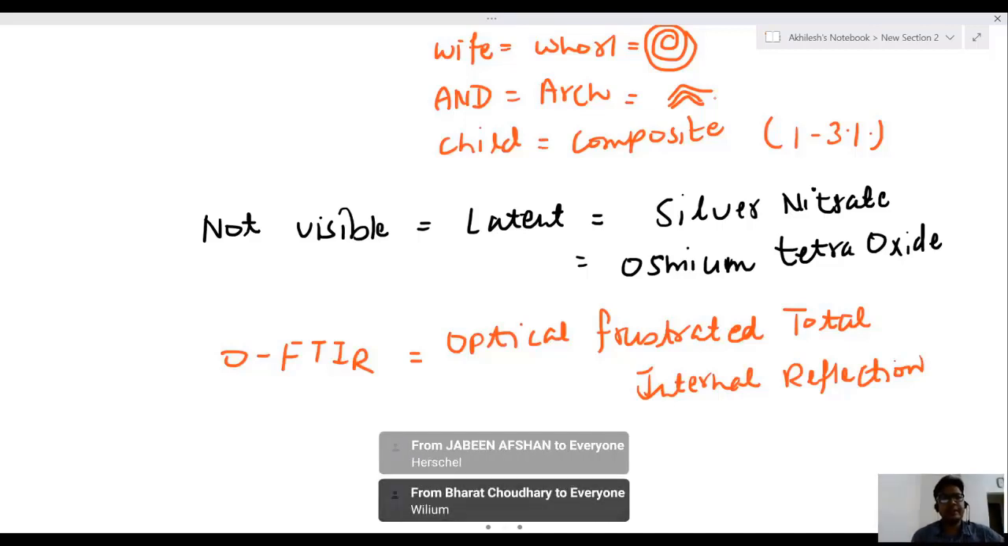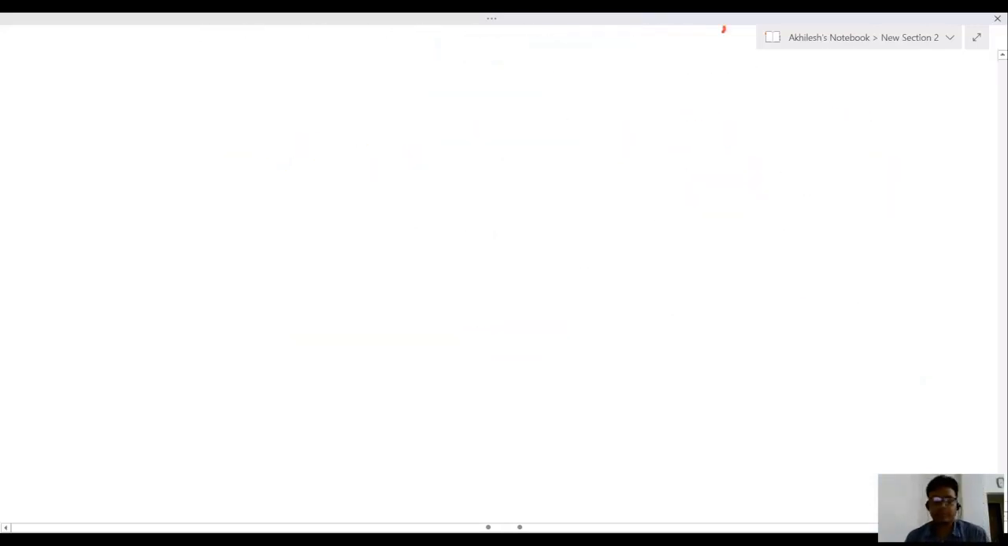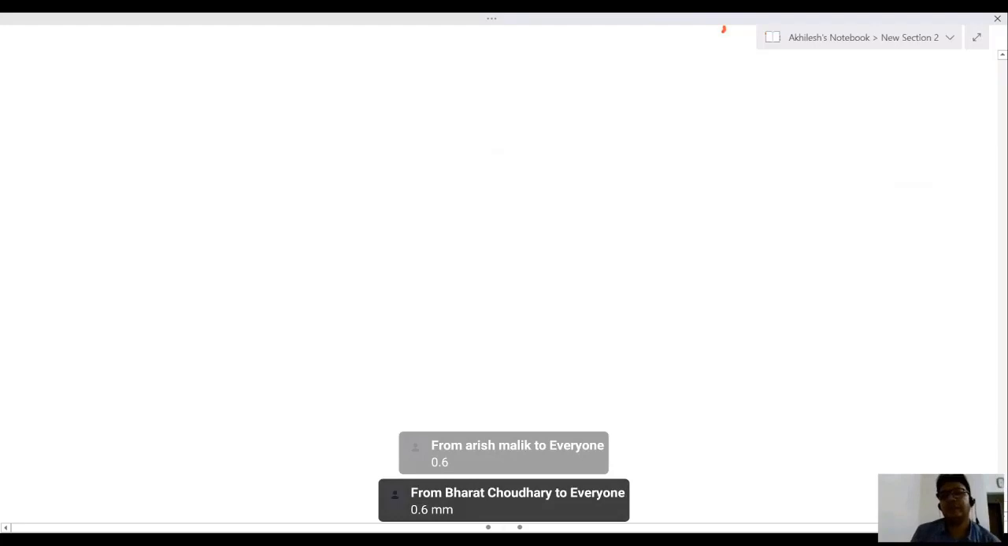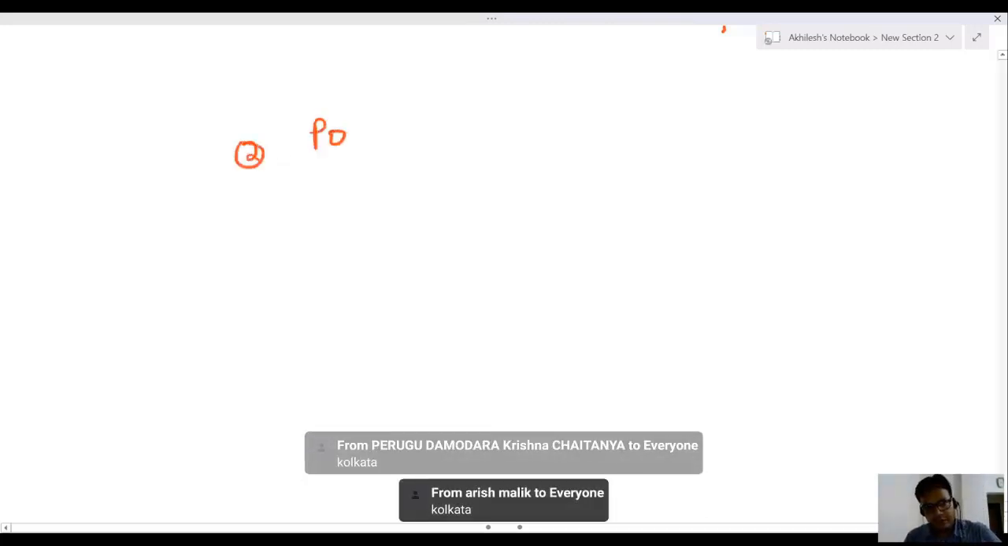Fingerprints are completed till what time of the intrauterine life? 24 weeks. Till what depth we dissect the skin for fingerprint? 0.6 mm. In India, first fingerprint bureau established in? Yes, it is in Kolkata.